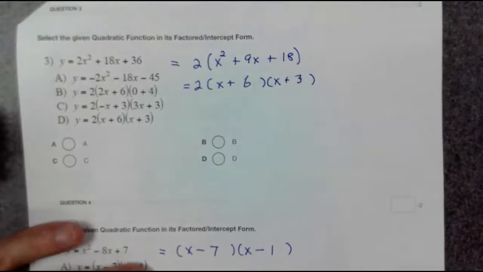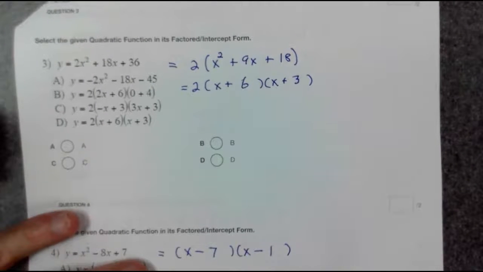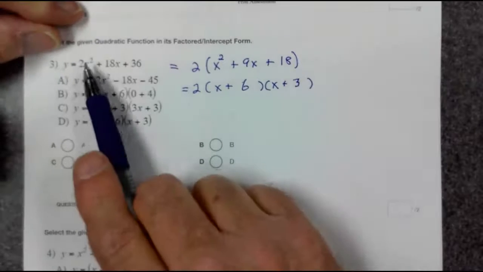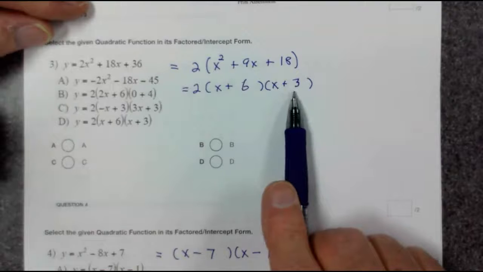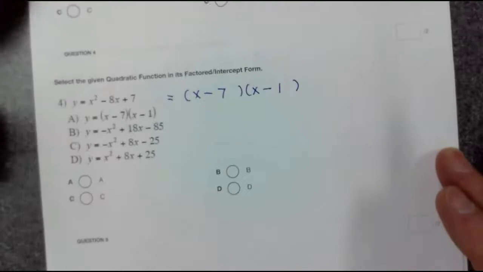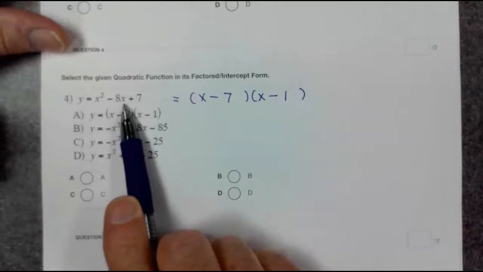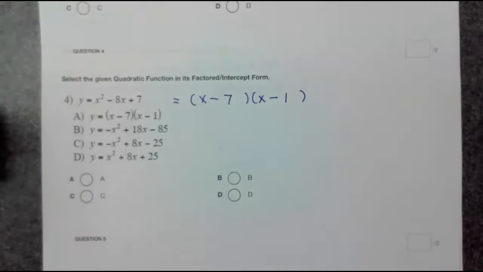All right, the next one, guys, is number 3. They want it in factored form. You're given it in standard form. So factor it. That's what I do. I factor it. There's the answer. Same with number 4. You're given a quadratic in standard form. Factor it. There's the answer right there.